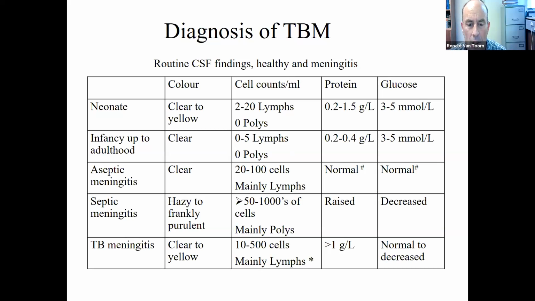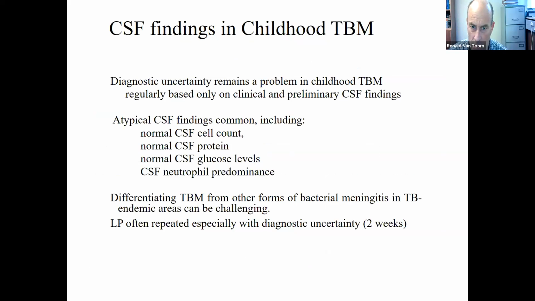Then we proceed to do CSF sampling, as Llewellyn has suggested, first a CT scan, and then we lumbar puncture the child. In TB meningitis, there are often not that many cells. I think that's something that I've learned over the years. So if you have thousands of cells, it's more likely septic than TB meningitis.